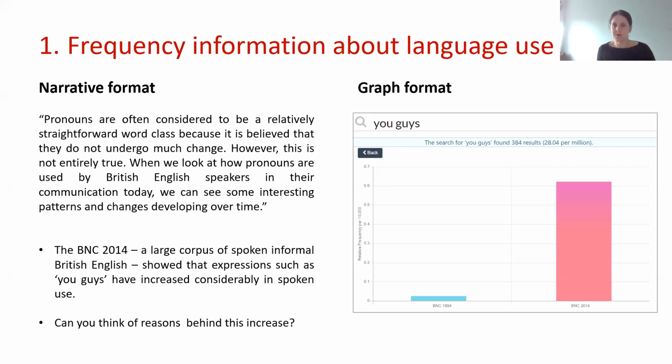So here is an example with the search term you guys, taken from a lesson on pronouns and pronoun change, the use of pronouns in current English, but also thinking about whether it may have changed. The lesson was introduced, for example, by saying that pronouns are often considered to be relatively straightforward, and it is believed that unlike other word classes, they do not change much. But this is not entirely true, because corpus evidence tells us otherwise. When we look at how pronouns are used by British English speakers in their communication today, we can see some interesting patterns and changes developing over time.